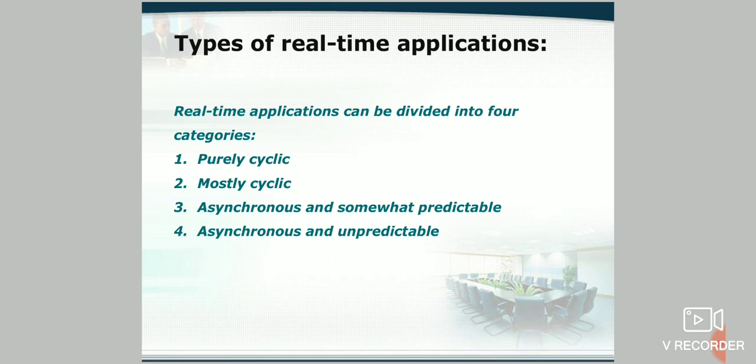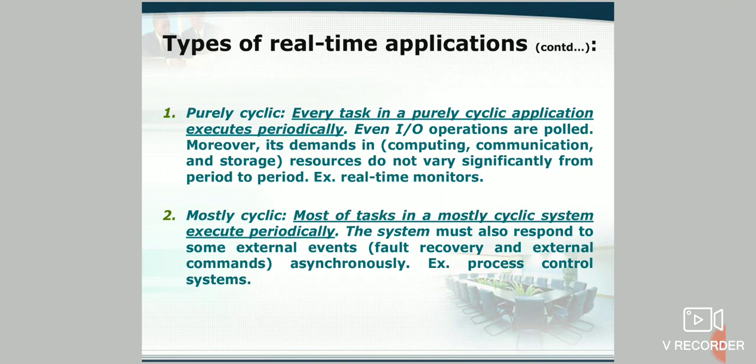On the basis of the different real-time applications, the real-time applications can be divided into four categories. One is purely cyclic. Next, the applications can be in the category of mostly cyclic, and the third category is asynchronous and somewhat predictable in nature, and the fourth category is asynchronous and unpredictable in nature. So these are discussed one by one. First is the purely cyclic.